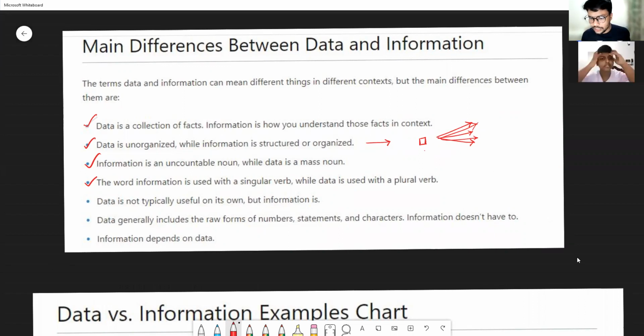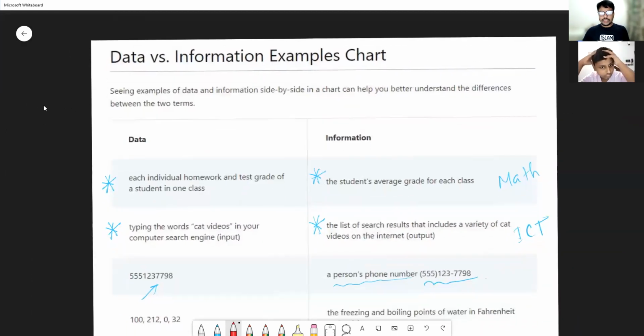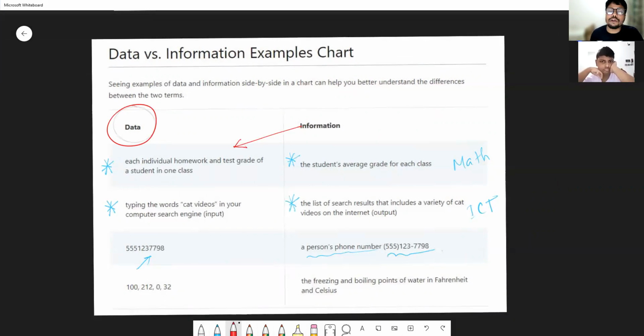So now, here we will show the difference in a table. In the box you can see the difference between data and information. First, data: each individual homework and test grade of the students in one class, individual blood group, individual height of each student. These are related to data. That means data is the smallest unit of information, where information is the average grade of each class.